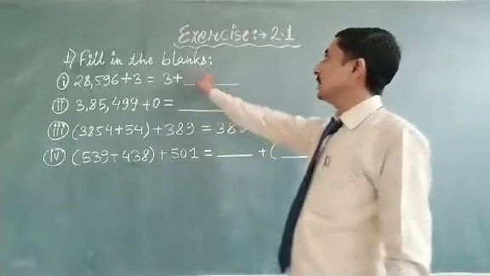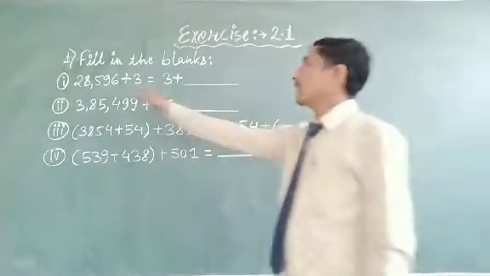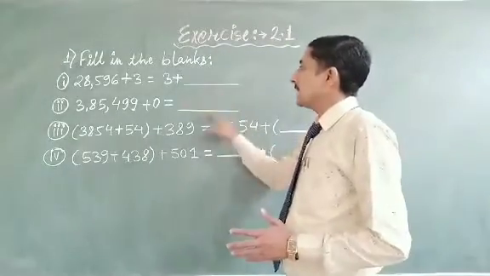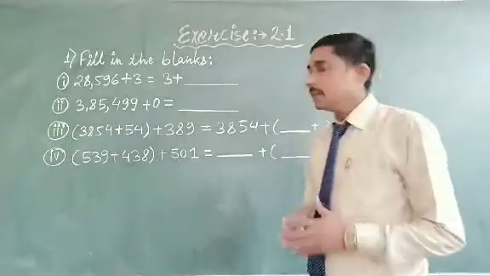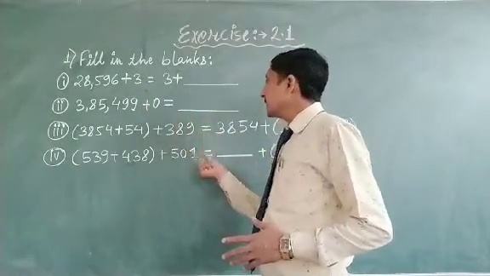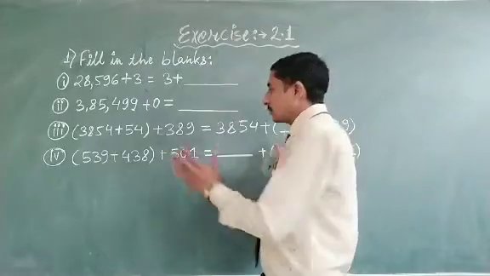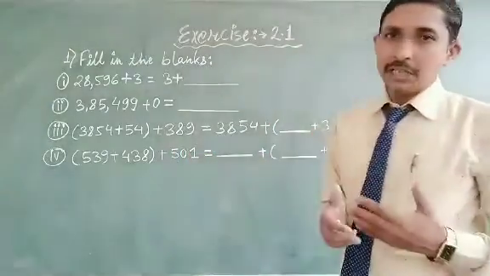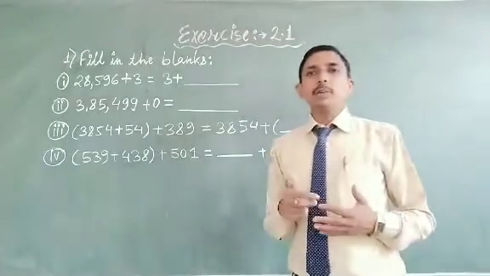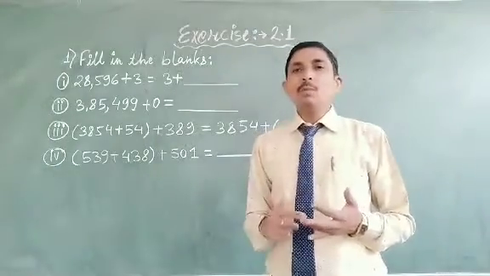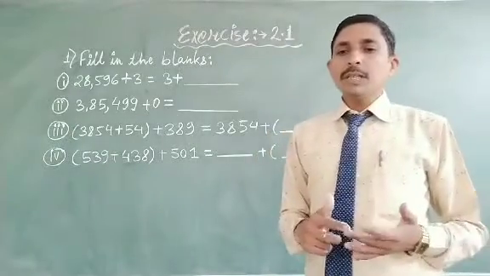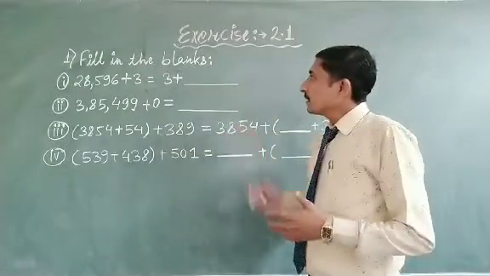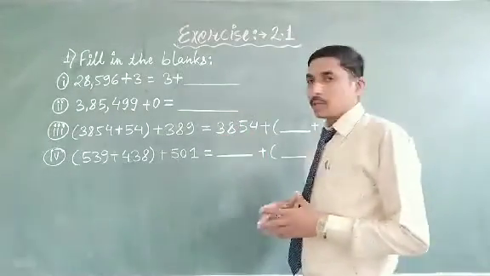Our first question is fill in the blanks, in which numerical values are given. We have to fill in the blanks and make both sides equal, because the equal sign is given. That means by putting in the values we have to make both sides equal, and this is based on the properties of addition. The properties of addition are closure property, commutative property, associative property, and additive identity. All of these are used when we solve question number 1.